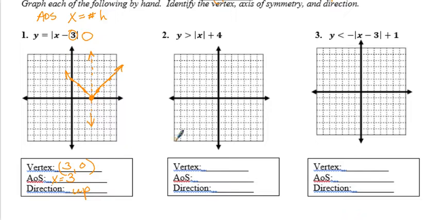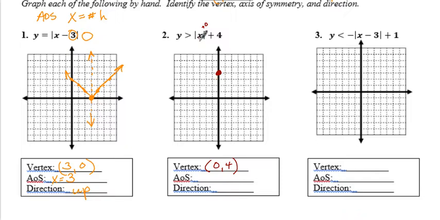All right, now let's look at number 2, which is a little bit different than what we've been seeing. This is not an equal sign here. This is a greater than sign. So let's see how that plays out. Let's pretend for a moment that it was an equal sign. How would we graph this? Well, right now we have an h of 0, basically, right? And a k of 4. So our vertex is 0, 4. This is our vertex right now, if this was just a plain old absolute value equation.